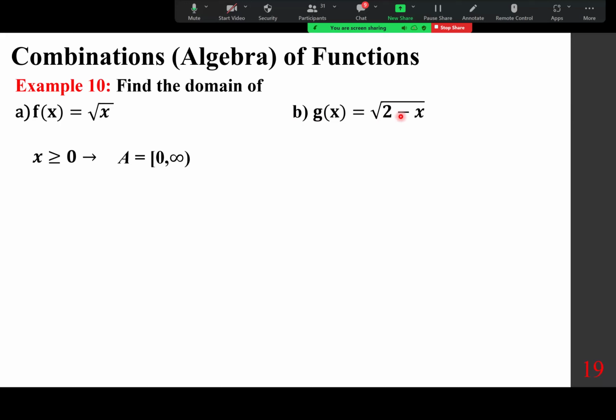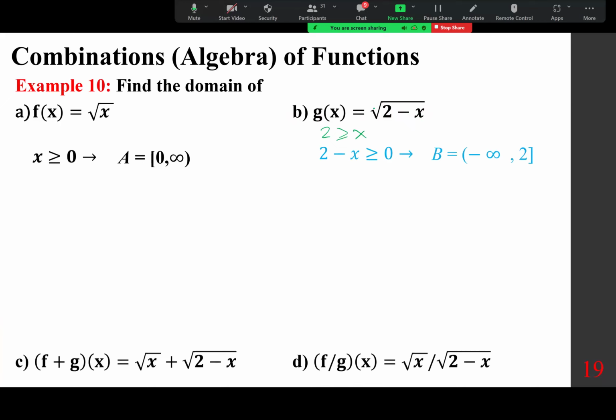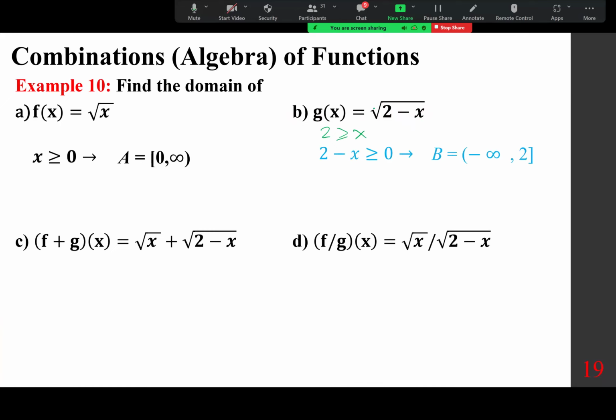For g of x, square root of 2 minus x, the same format. What's underneath must be non-negative. 2 minus x is larger than or equal to 0. That means 2 is larger than or equal to x, or x is less than or equal to 2. And the domain would be negative infinity to 2. What would be the domain for f plus g of x and f over g of x?